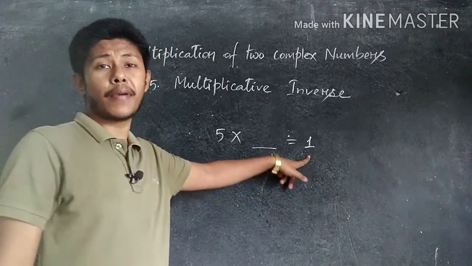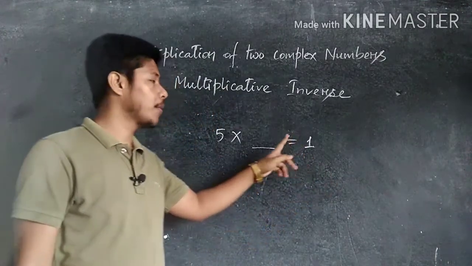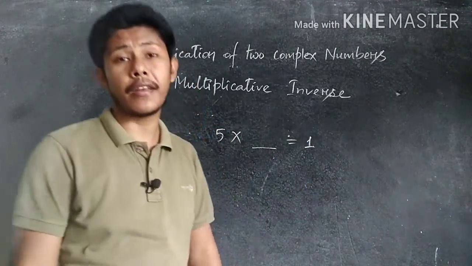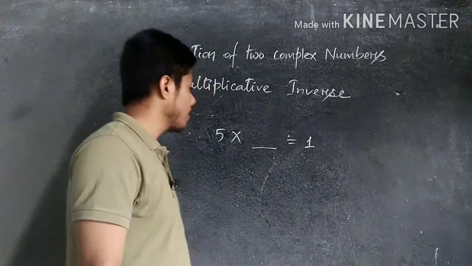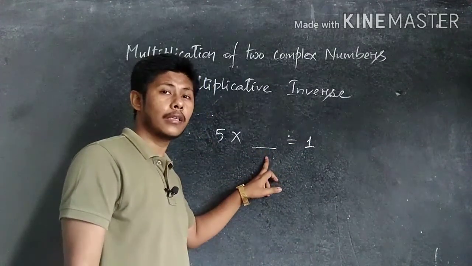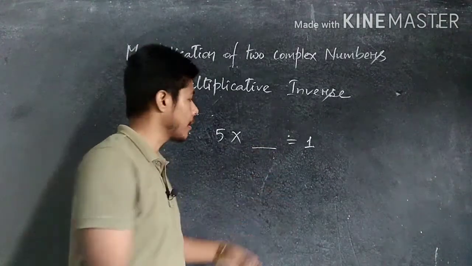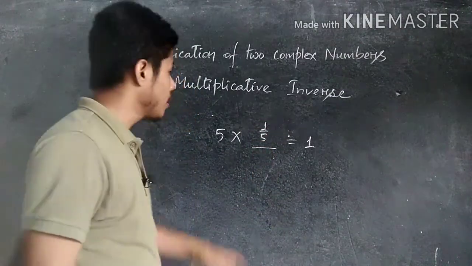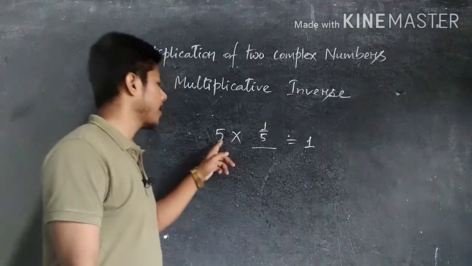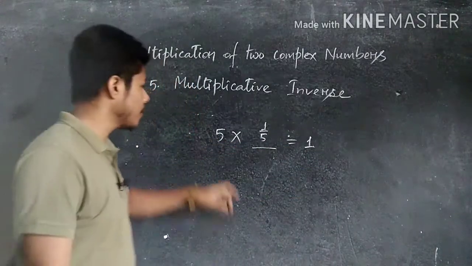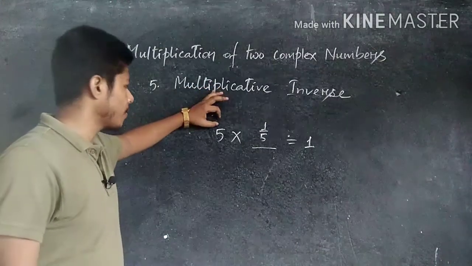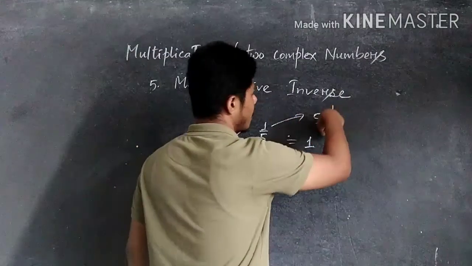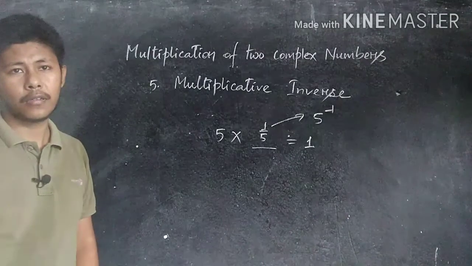Because 1 is the multiplicative identity. For the multiplicative inverse, we have to multiply by a number so that the result is the multiplicative identity. So how much do we multiply with 5? Can you tell me? Obviously 1 by 5. If you multiply 5 into 1 by 5, then 5 cancels, what will remain is 1. So if anyone asks you what is the multiplicative inverse of 5, obviously you have to say 1 by 5, which we can also write as 5 inverse. That's why it is the multiplicative inverse. Is it clear?